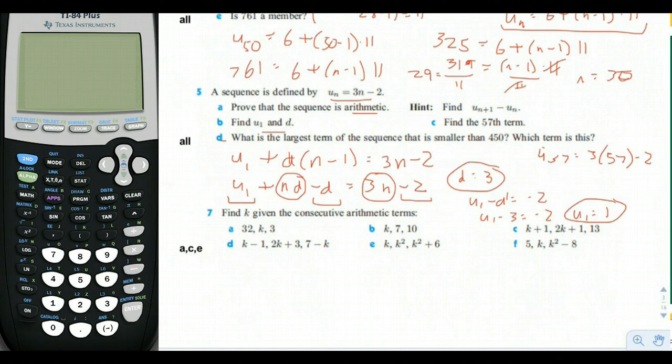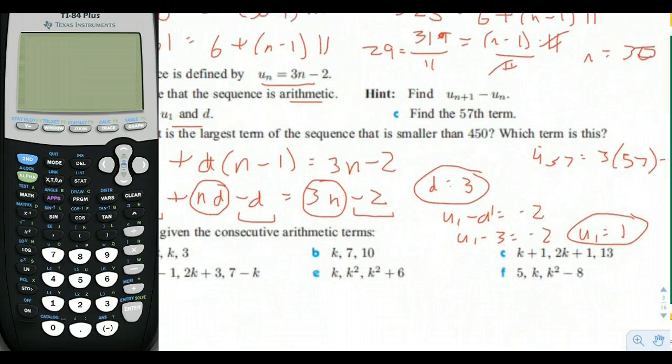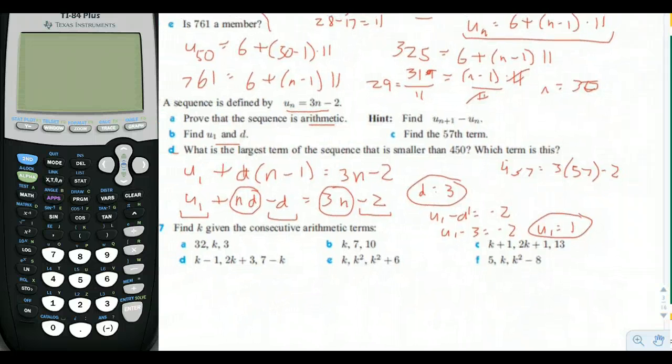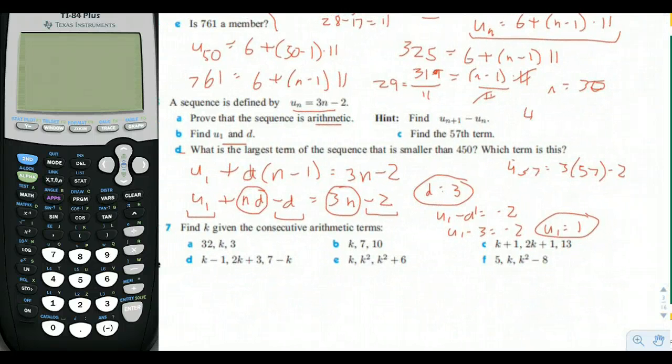D, what is the largest term of the sequence that is smaller than 450, and which term is this? What is the largest term of the sequence that is smaller than 450? So what we could do is we could put 450 in there, and then we could approximately find out what n would be in this case. Okay, it would be 452 equals 3n.